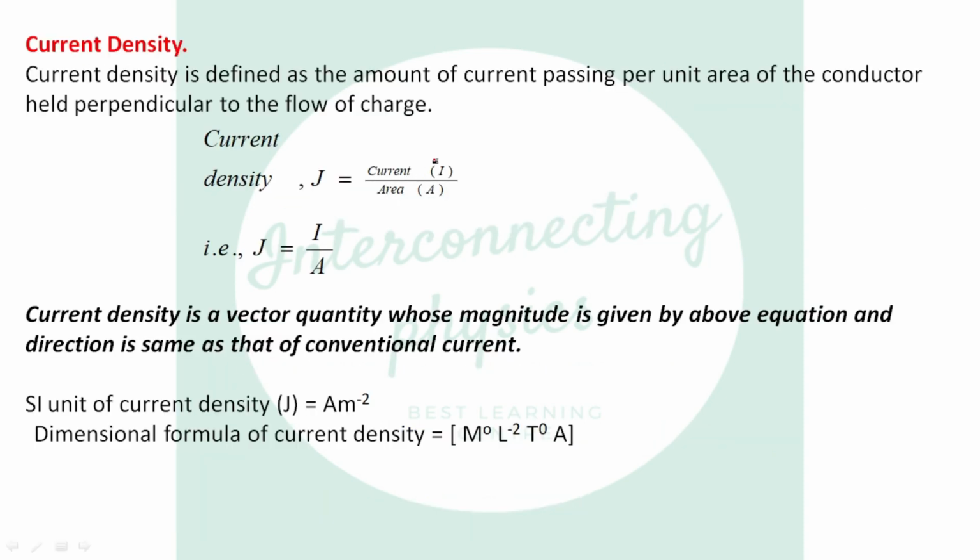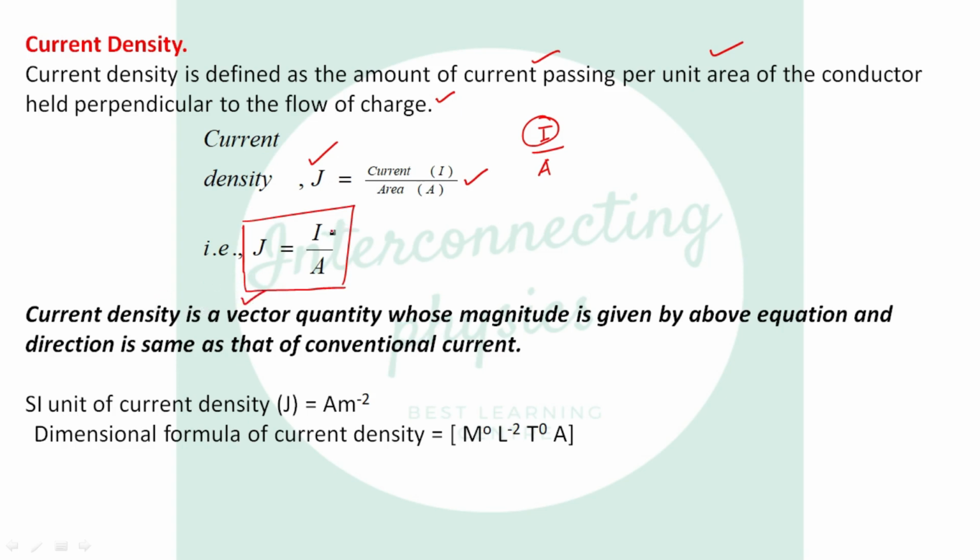Current density. It is defined as the amount of current per unit area of the conductor held perpendicular to the flow of the charge. Means the cross-sectional area of the conductor is always perpendicular to the flow of the charge. It is denoted by capital J, which is equal to I divided by A. So J can be written as I divided by A, and please note that current density is a vector quantity.